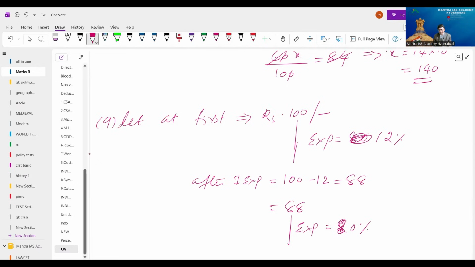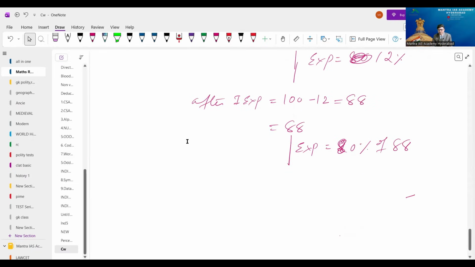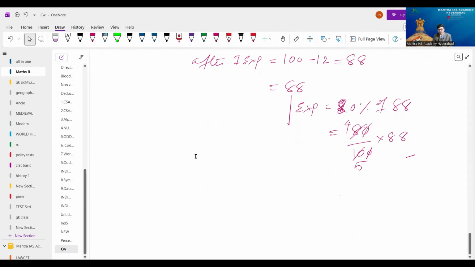That's spent upon a certain item. I don't know what that is, but 80% of 88 rupees. The expenditure is now 80% of the remaining amount. How much is it? 80 by 100 into 88, beta. The 0 gets cancelled here. Remember? 2 4s are 8 and 2 5s are 10, so by 5 is there. Be cautious. Otherwise, if you keep it as it is, by 10 is good always.